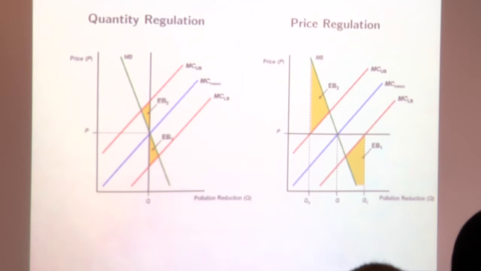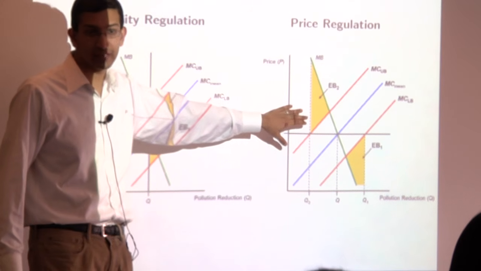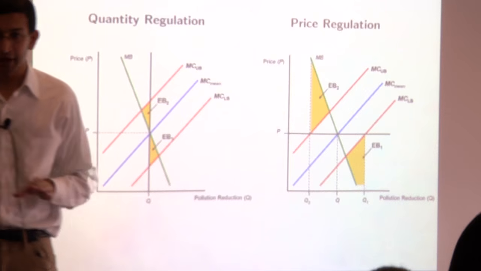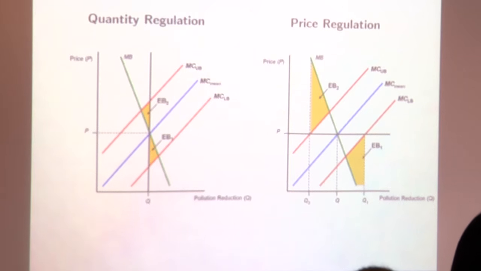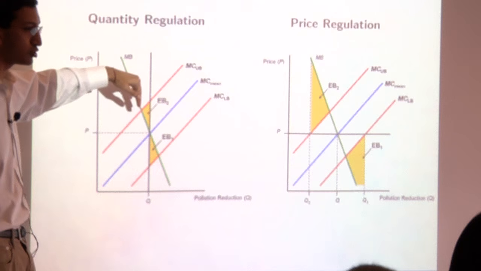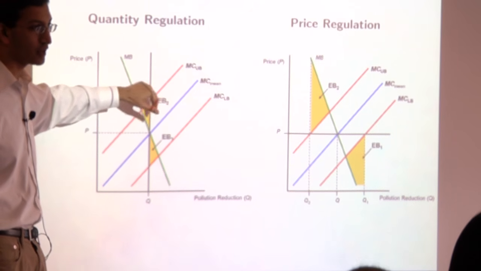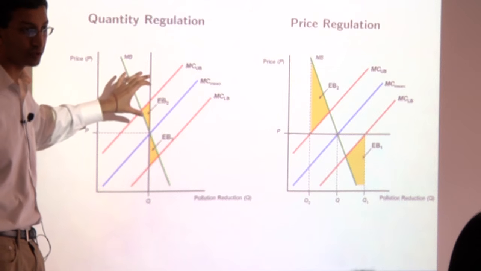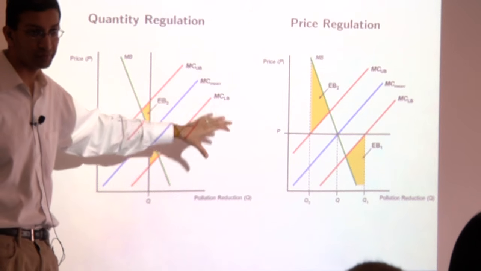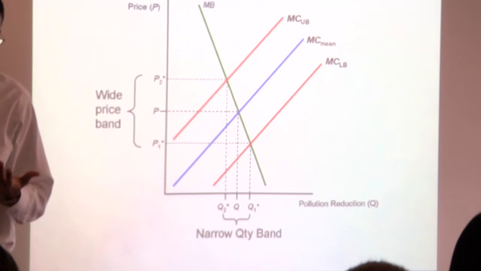Now let's just look at this visually side by side. You can see immediately that the average size of the inefficiency with the price method is higher than if you use the quantity method. We'll now talk about the intuition. But the result here is that if the marginal benefit curve is steep, as in this case, you want to use quantity regulation and not price regulation. Why is that? It's actually very intuitive.